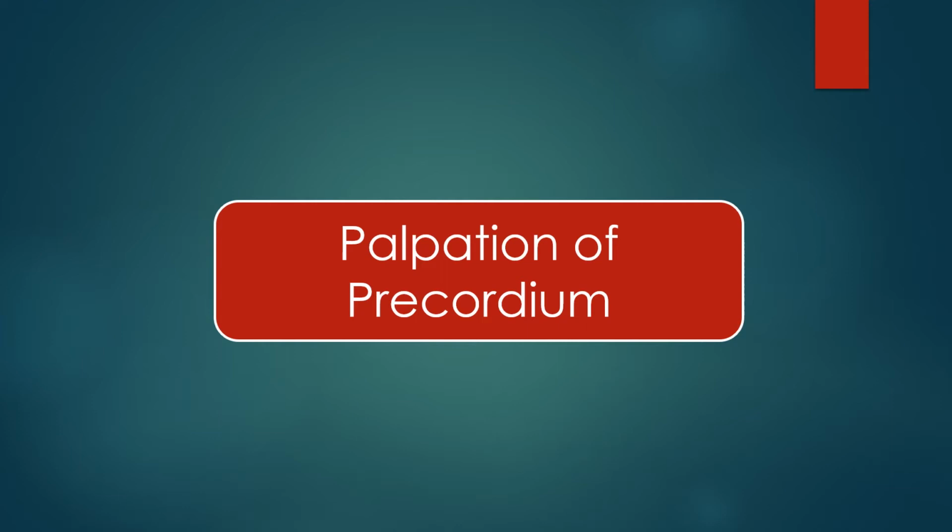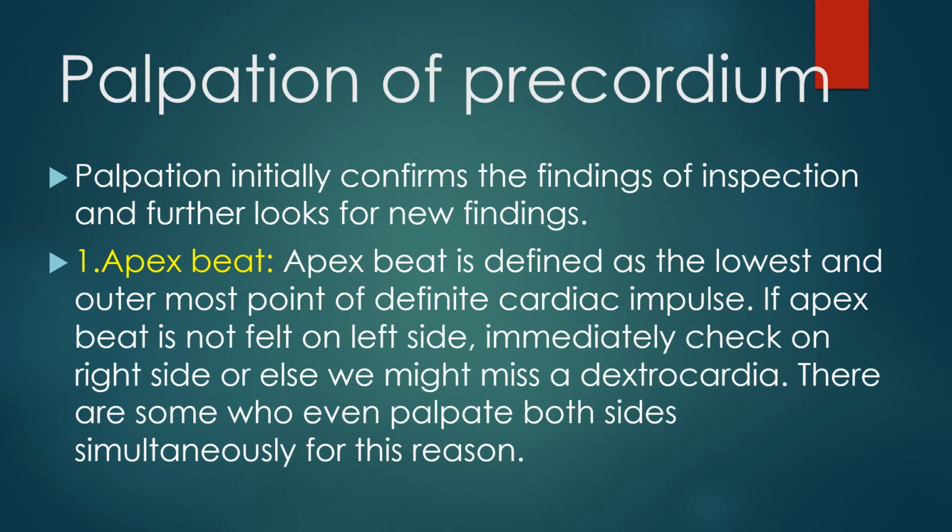Now we will move on to palpation of the precordium and adjacent areas. Palpation initially confirms the findings of inspection and further looks for new findings. First, apex beat. Apex beat is defined as the lowest and outermost point of definite cardiac impulse. If apex beat is not felt on the left side, immediately check on the right side, or else we might miss a dextrocardia. There are some who even palpate both sides simultaneously for this reason.